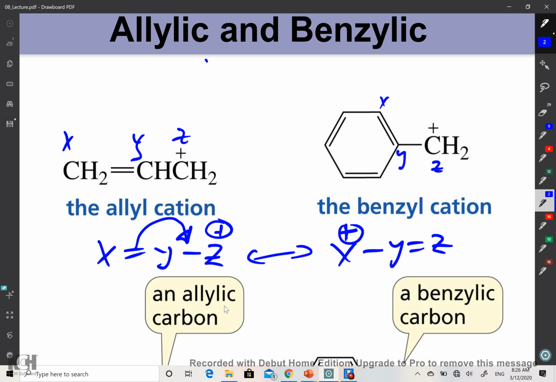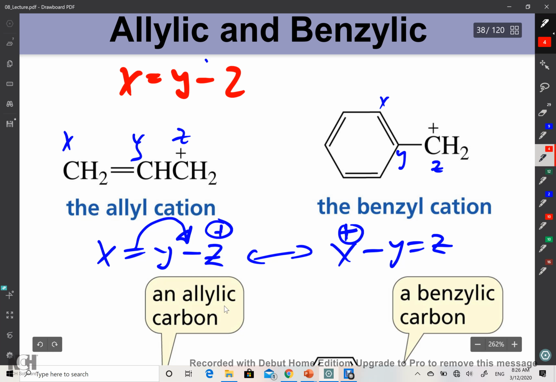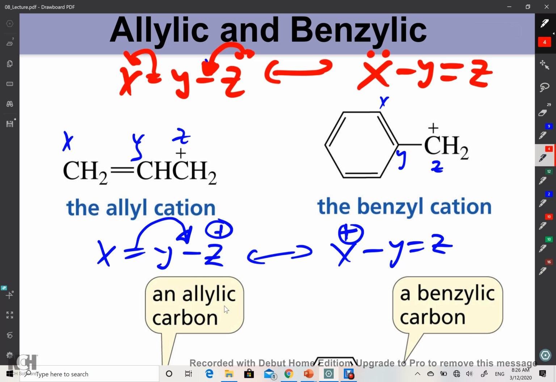Take note that this is a little bit different from when you have X equals Y minus Z with a lone pair. When you have X equals Y minus Z with a lone pair, the way you draw your arrows is a little bit different. In this case, you start from the lone pair and create a bond between Y and Z. Then the electrons here move to X. The resulting structure will be X with lone pair minus Y equals Z. Then because X has the lone pair, there will be a negative charge on X and a positive charge on Z. Yes?